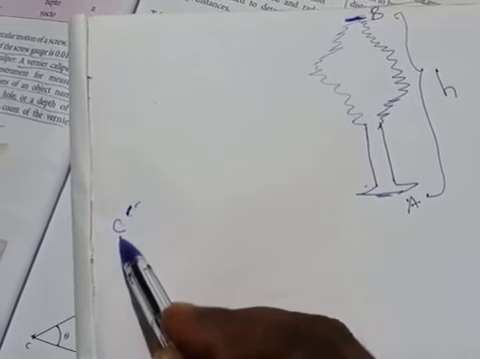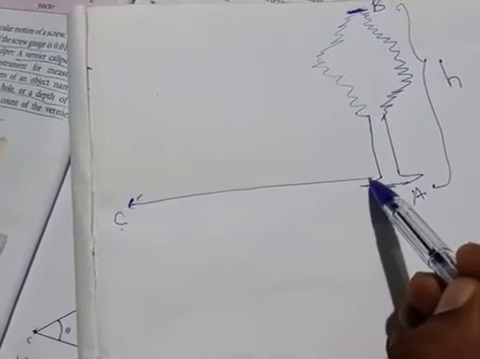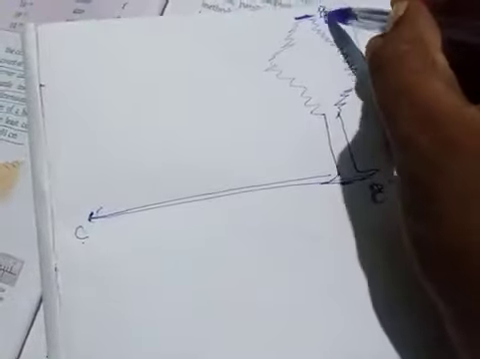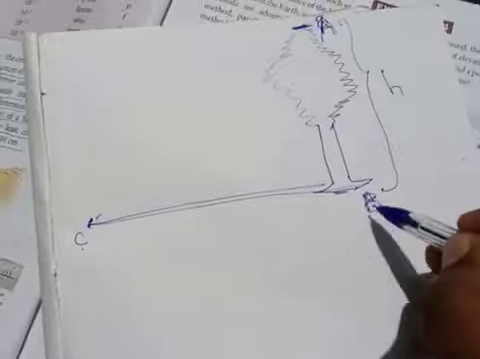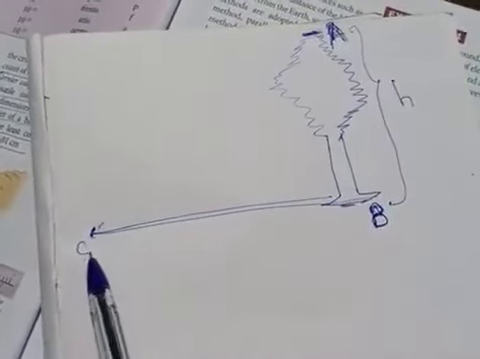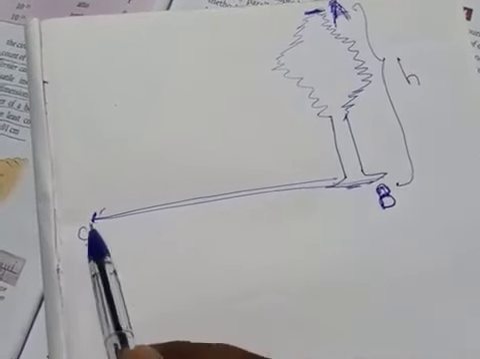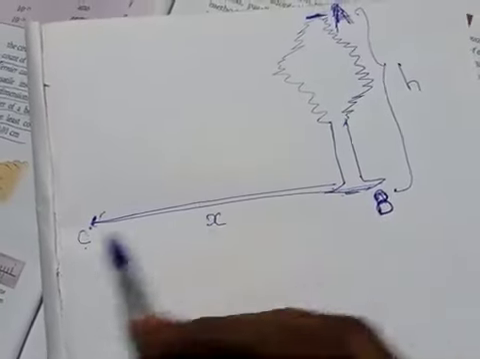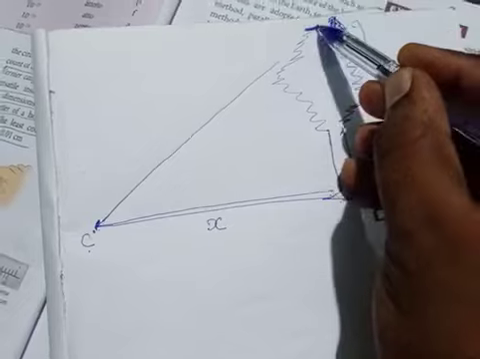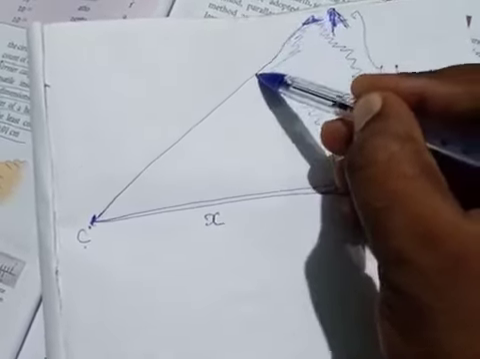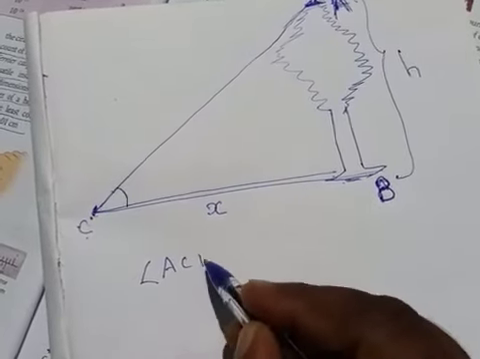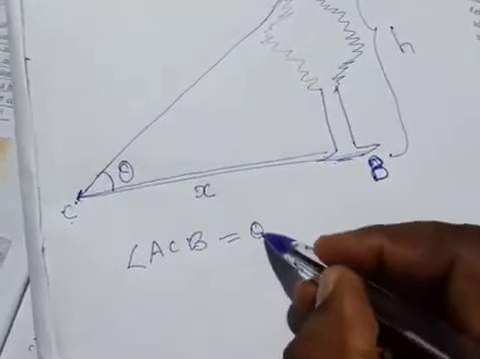Assume that you are standing here at the point C. You can take this as B, this as A. Now you are standing at position C at a distance x from this tree. Now here you can use a range finder to measure the distance from this point to this point, so you will get an angle of elevation ACB. So you can write angle ACB equal to theta.